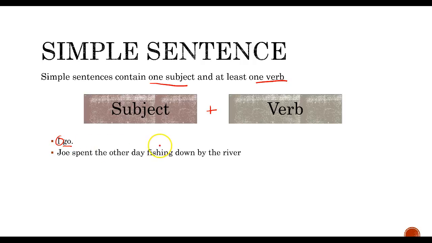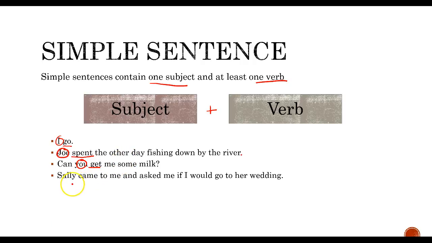Joe spent the other day fishing down by the river. Subject of the sentence, Joe, verb, spent the other day fishing down by the river. Since it has Joe spent, we have a complete sentence, although I didn't put the period here. You need to end your sentences with a period. Can you get me some milk? Subject of the sentence, you, verb, get. Even though it's a question, still a complete sentence. It has a subject and a verb.